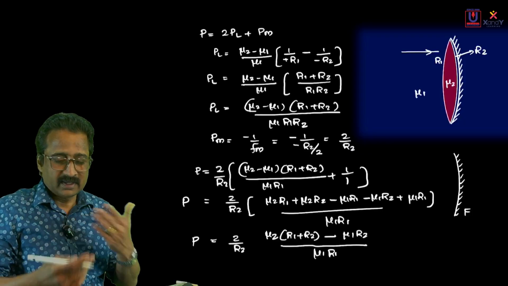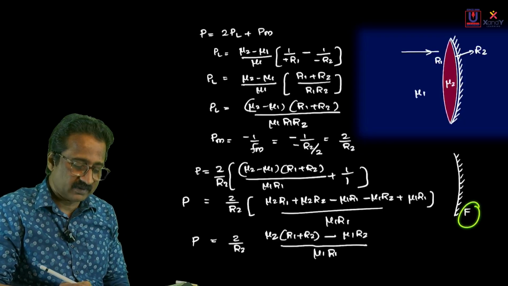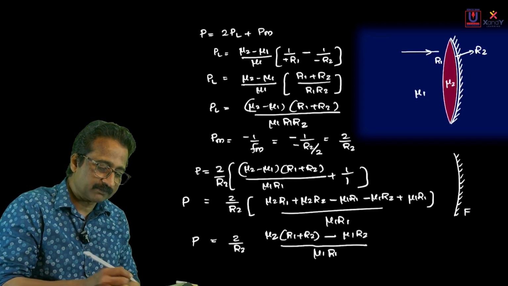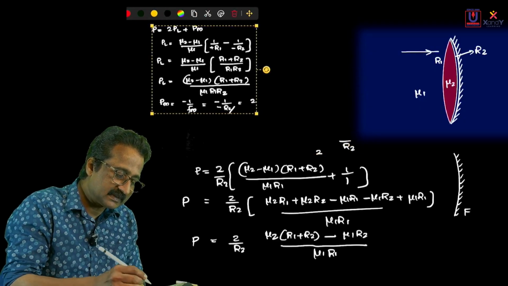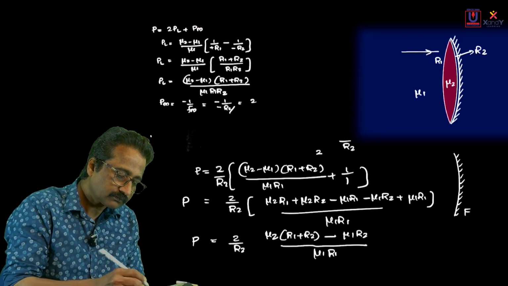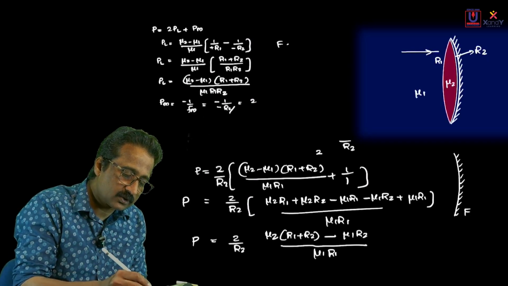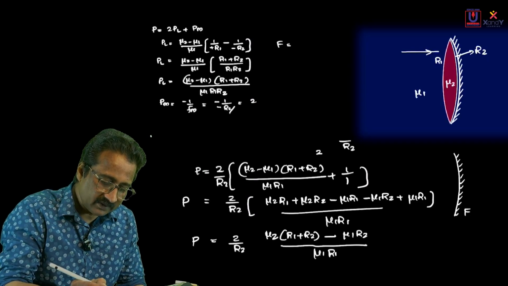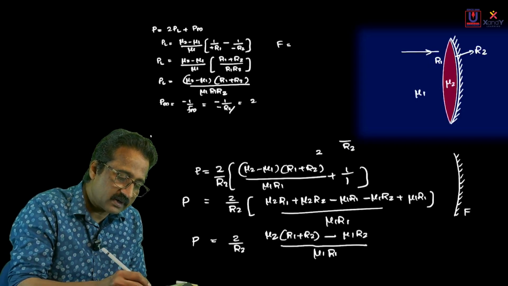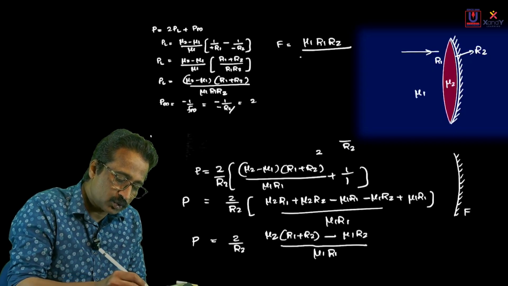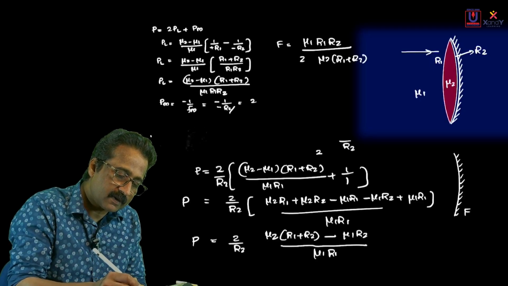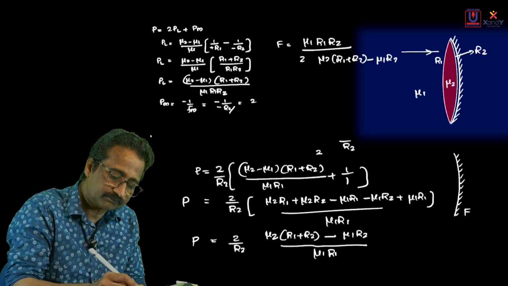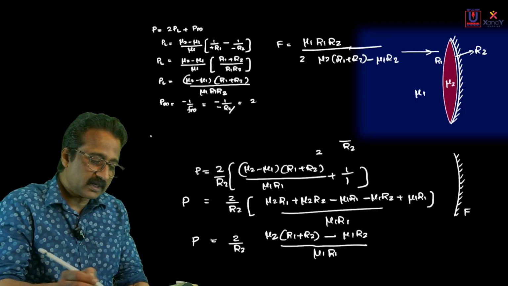Now we come to focal length, because ultimately what we want is the focal length of the device. To get focal length, we can take twice of this value. Focal length F is equal to 1 by P. So the focal length of the effective combination is mu1 into R1 into R2 divided by 2 into mu2 into R1 plus R2, minus mu1 R2. This is the focal length of the given system.